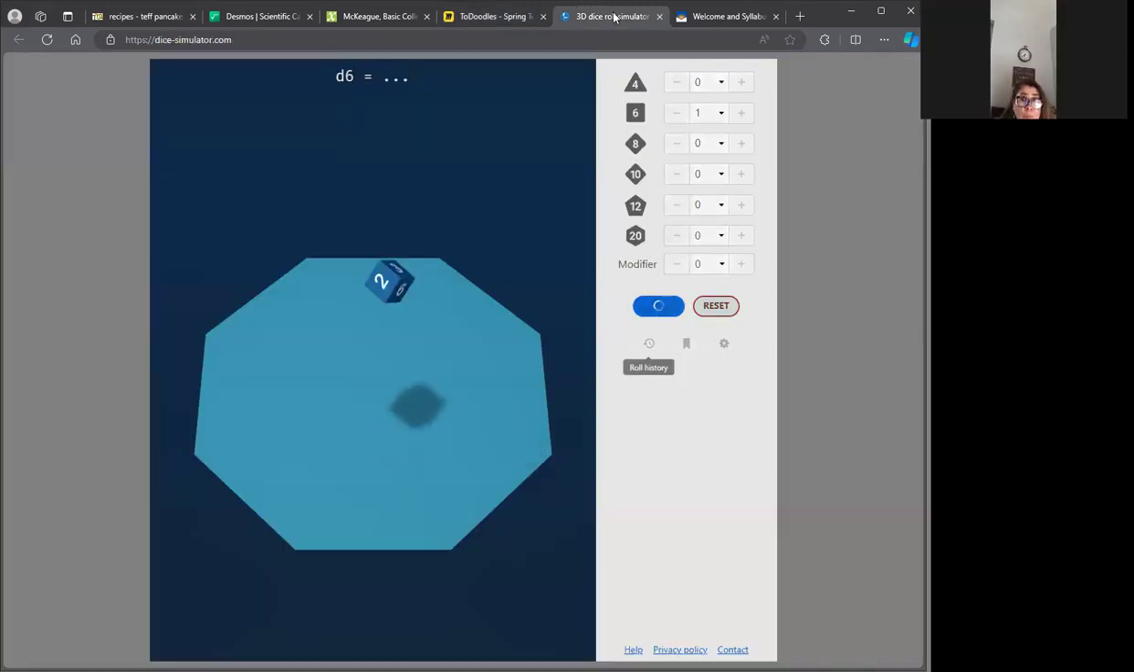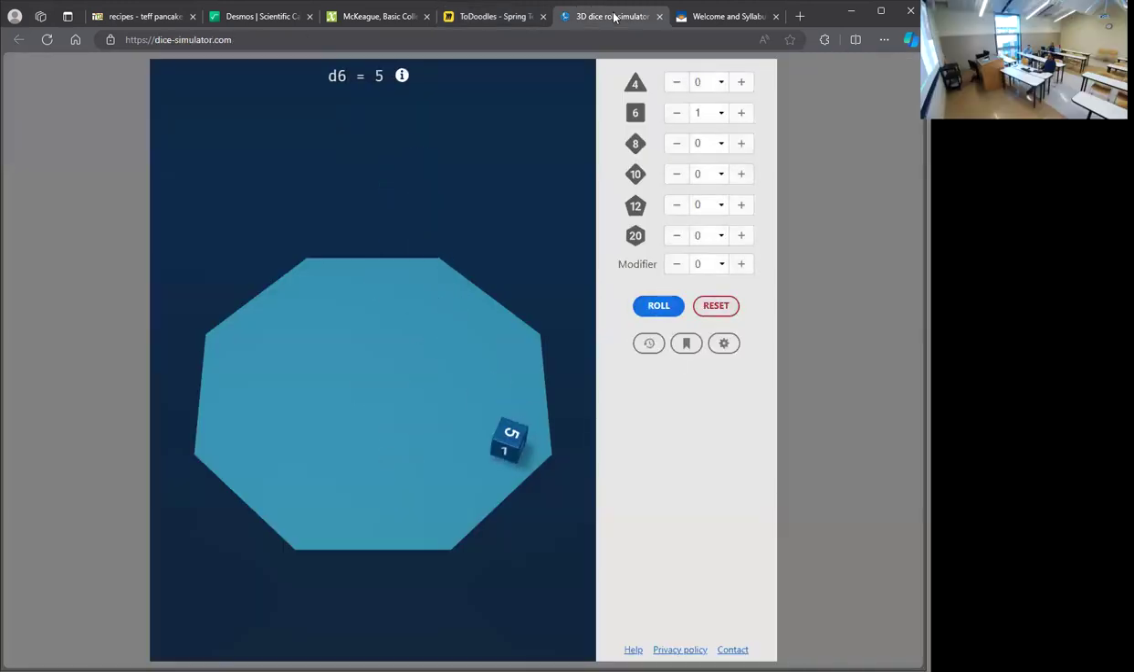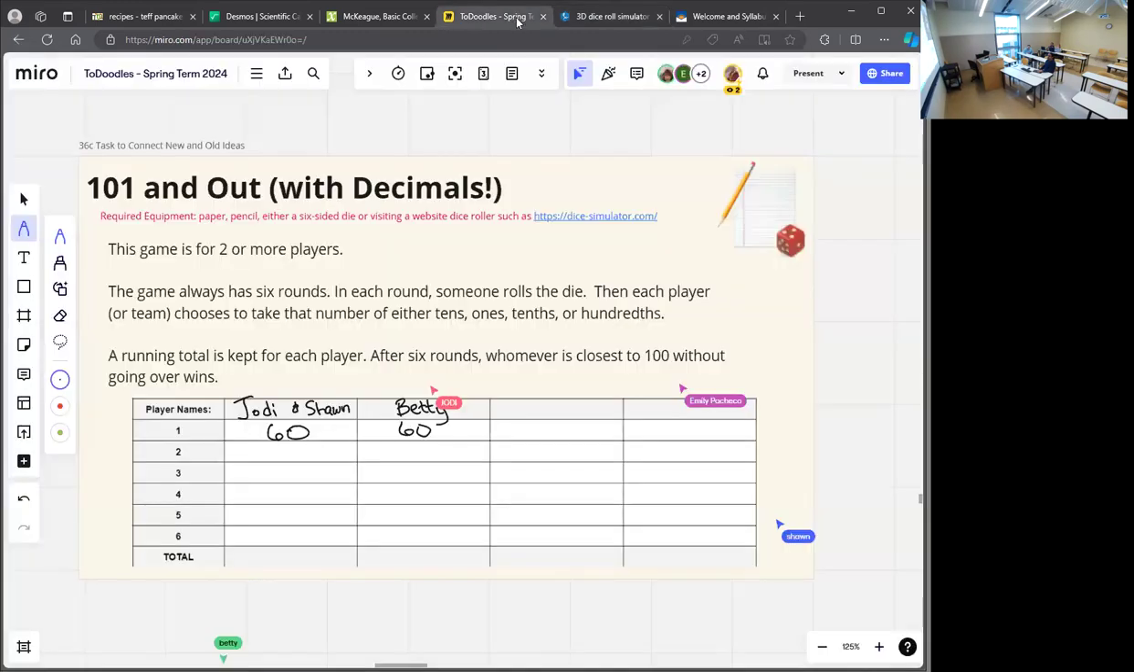Okay, now we'll roll again. A 5. So you can't have 5 tens, because you'll get to 110. So where do you want to put your 5? With the ones. So now you're going to put a 5 in the ones. How about Betty, what are you going to do?